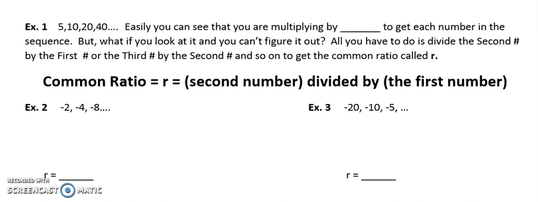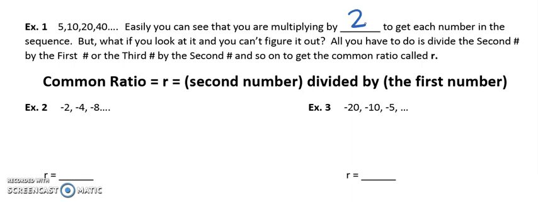5, 10, 20, 40. Easily you can say that you are multiplying by what? 5 times what is 10? 2. 10 times what is 20? 2. 20 times what is 40? 2. All right, so most of y'all can see it's multiplying by 2 to get each number in the next sequence.